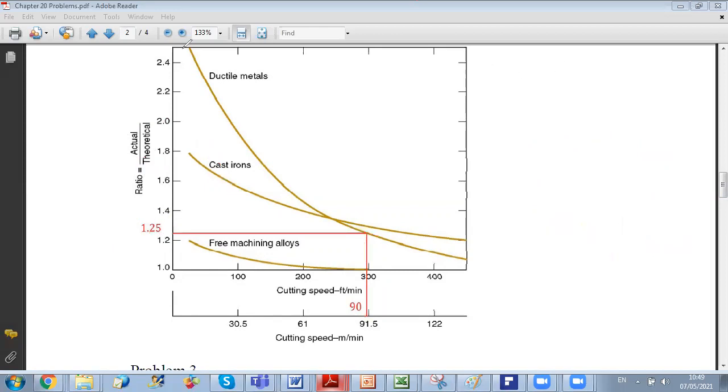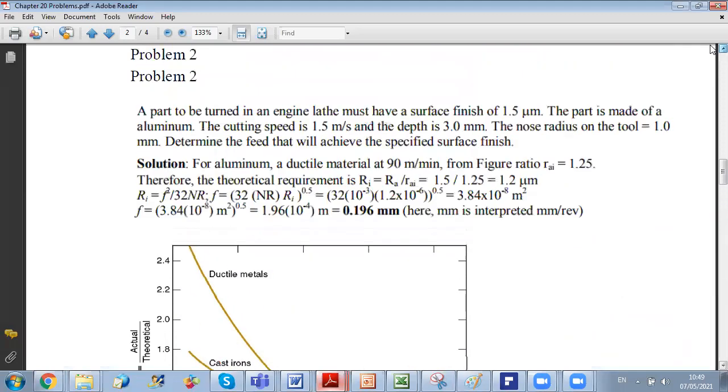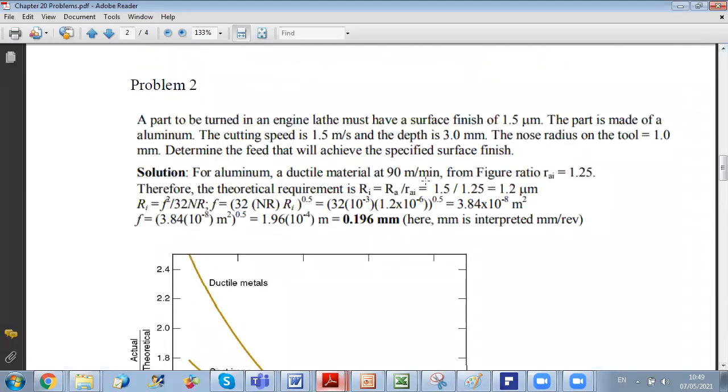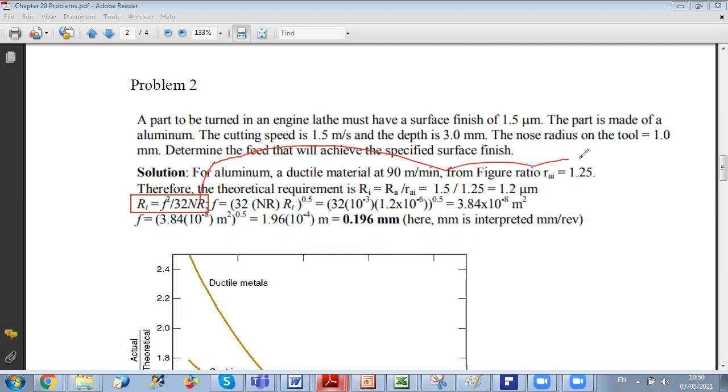Using this formula, the theoretical roughness is the actual over the ratio we got from the graph. So it's 1.5 micrometers over 1.25, so the theoretical roughness is 1.2 micrometers. Why do we need it? Because we have a relation between the theoretical roughness, the feed rate, and the nose radius. Here in this problem they gave us the nose radius, equal to 1 millimeter. Ri was calculated, so the only unknown is the feed rate.